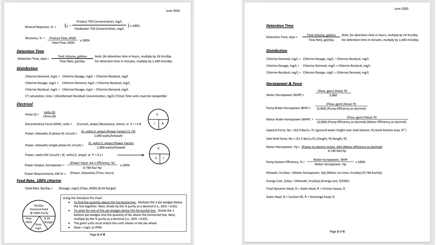So this is page 3 of 8 of the drinking water and page 3 of 6 of the wastewater. You'll notice that a lot of the formulas are the same for water math. Like you have disinfection on both of these. You have the feed rate 100% chlorine. So that's the Davidson pie chart.